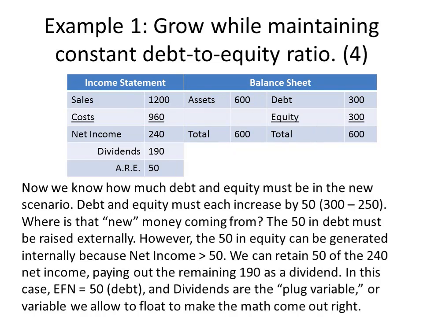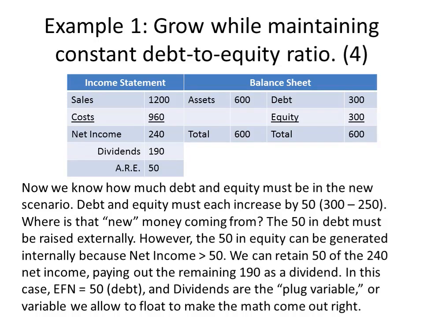Now that we know how much debt and equity each need to grow, we can figure out our external financing needed. First of all, we know that debt must grow from 250 to 300. That means we need 50 in new debt. If you recall from earlier, all debt must be raised externally. So that 50 in new debt will definitely be part of our external financing needed. We also know that equity must grow by 50, but we have an internal source for the equity. Remember that net income flows into dividends and addition to retained earnings, which is our source of internal equity?